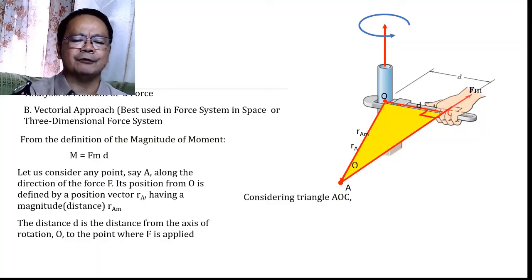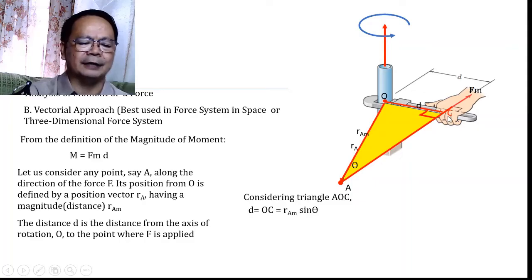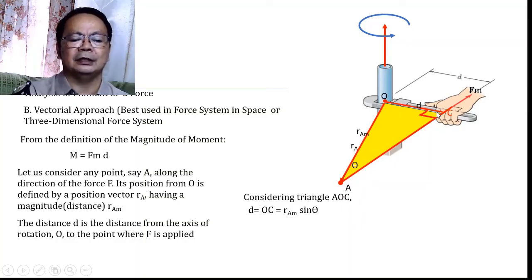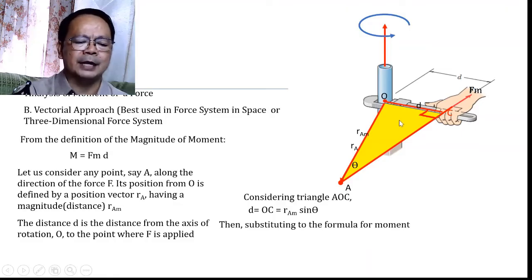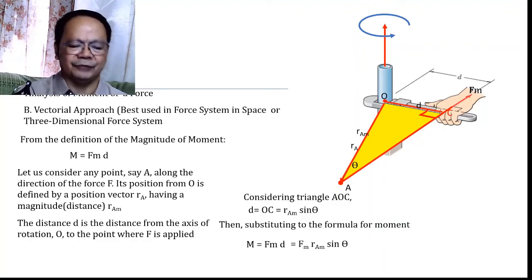Now, from this figure, we can see the triangle AOC. Do you see this triangle AOC? That triangle is a right triangle. And therefore, from the triangle, we can compute for the distance d, representing the moment arm. The moment arm OC can be taken as the product of R sub A m multiplied by sine of theta. If this R sub A m sine theta, which is equal to d, is substituted in the formula for the moment, the moment becomes equal to what? Equal to F sub m R sub A m sine of theta.